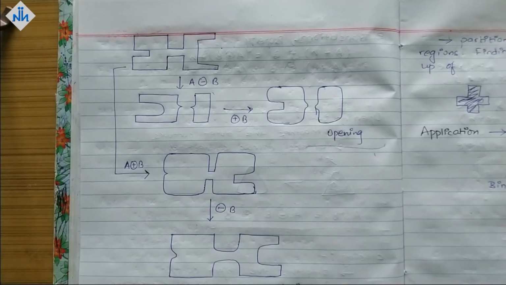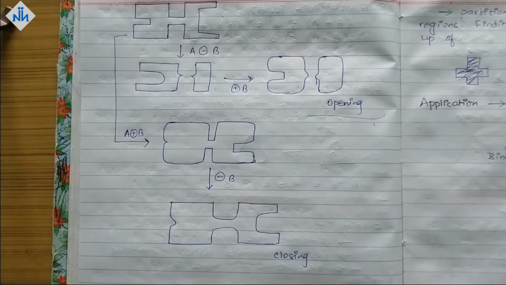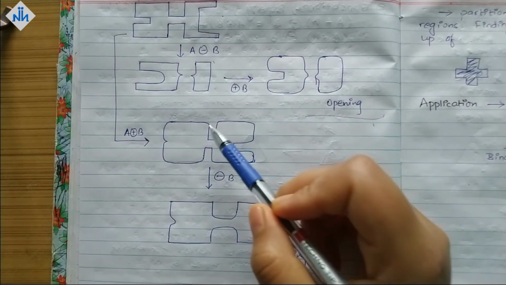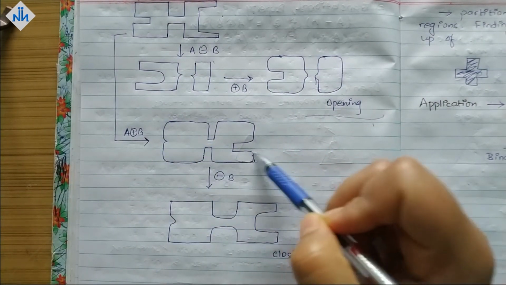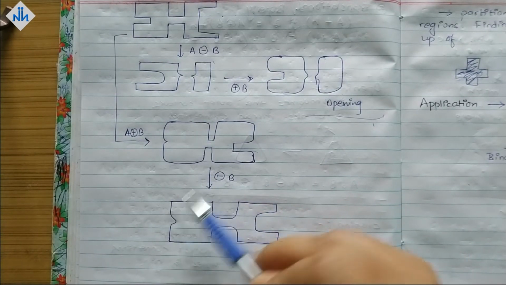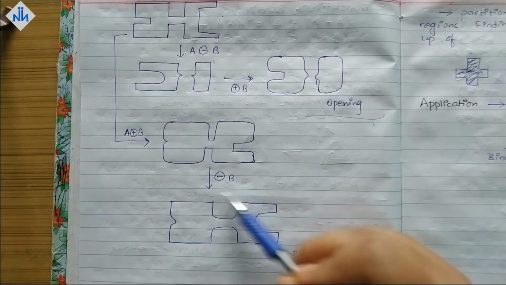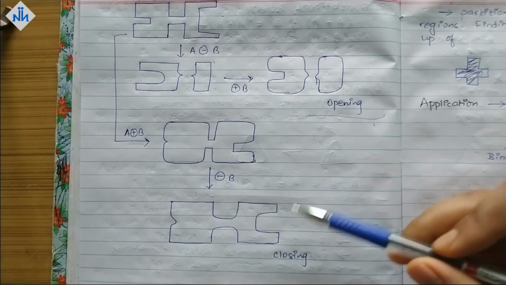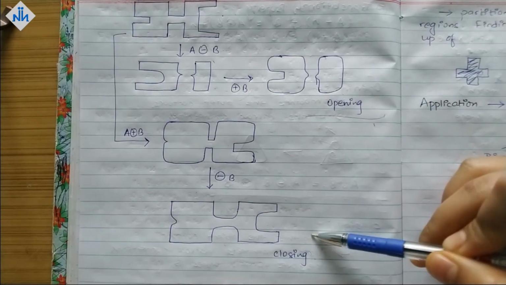So this is opening. On the same image, if we try to do closing, then what happens? First we apply dilation. So during dilation we have something like this, and after applying erosion, as first we had dilation and then erosion with B, we will get something like this. So this is the difference that we get in opening and closing.